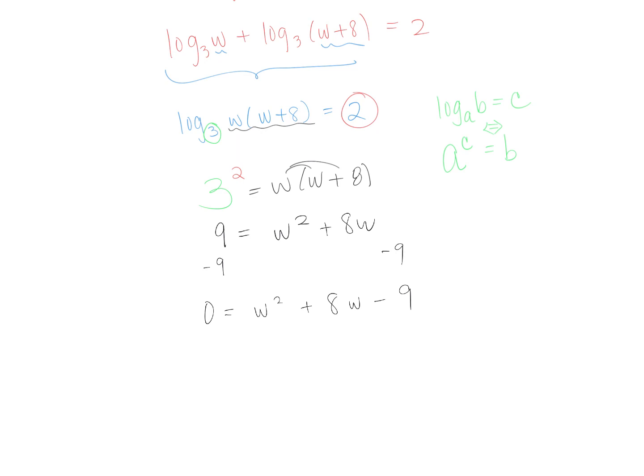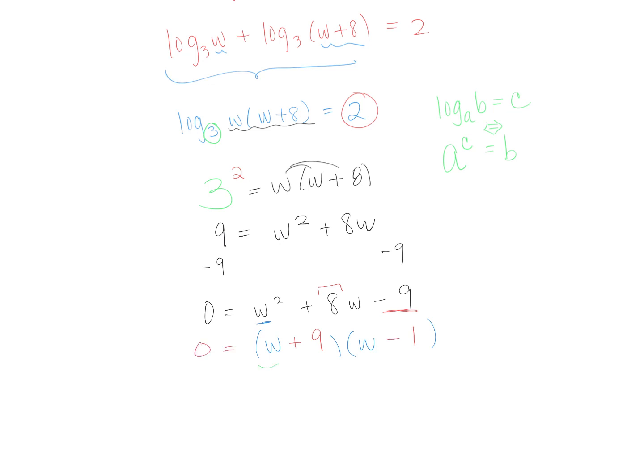Now this is factorable, so I can write my parentheses here. I know w times w makes w squared. And then to multiply to make a negative 9, that's going to be a 9 and a 1, and one of those has to be negative. But remember, we also want them to add to positive 8. So that means we're going to have a positive 9 then, and then the minus 1. This is equal to 0.